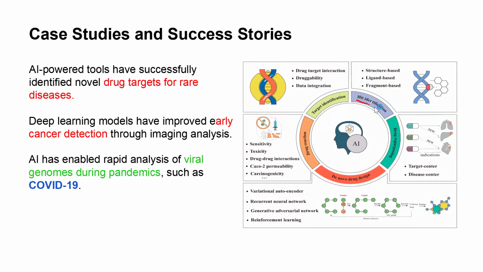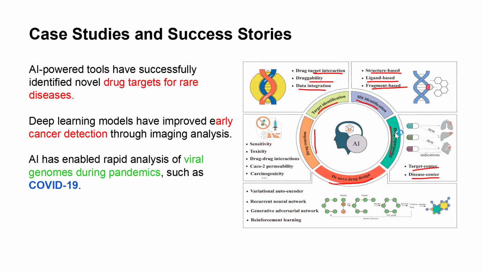This is actually some of the applications of AI. It is important in hit identification, drug repurposing, de novo drug design, drug reaction, and target identification. All these are applications of AI in biological science. So you can use it in target identification, hit identification, drug repurposing, de novo drug design, as well as drug reaction. You see drug target identification, druggability, data integration, structure-based, ligand-based, fragment-based, target-centric, disease-centric.